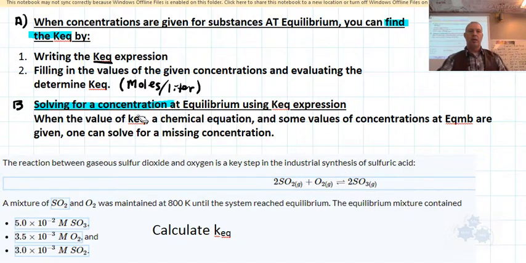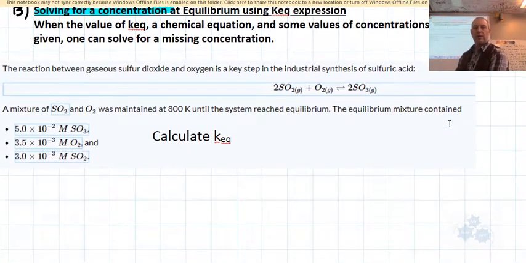All right. And then B here, solving for a concentration, pretty much the same. Write the Keq expression, and then fill in the Keq value, and then isolate for whichever concentration you're missing. Okay? So it's using the Keq expression. And I've got an example below here that we're going to work through.